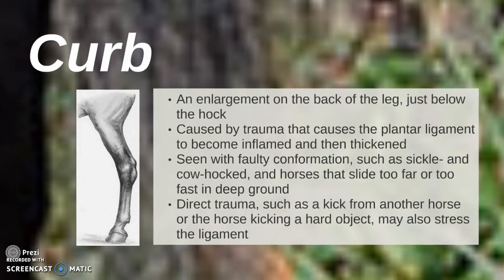A curb. This is an enlargement of the back of the leg just below the hock. It is caused by trauma that causes the plantar ligament to become inflamed and then thicken. Seen with faulty conformation such as sickle and cowhock, and horses that slide too far or too fast in deep ground. Direct trauma, such as a kick from another horse or the horse kicking a hard object, may also stress the ligament.